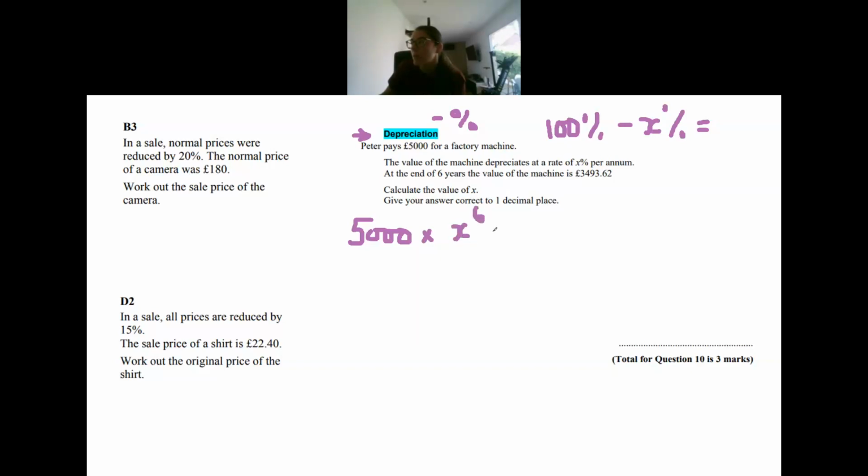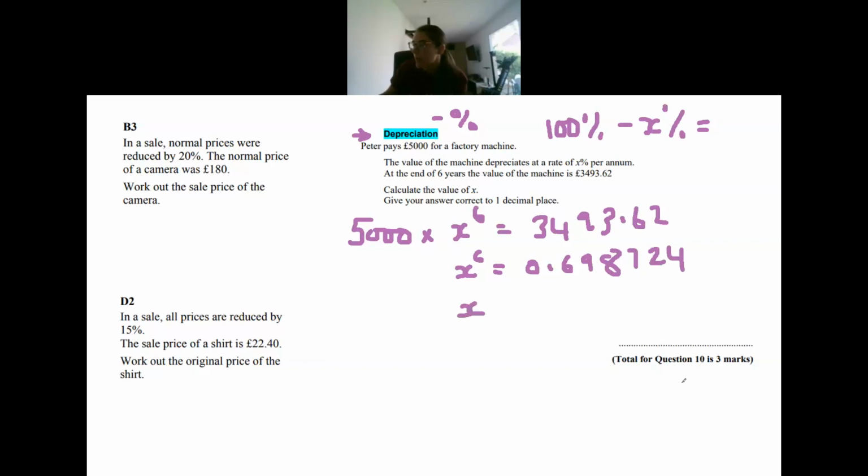I'm doing it for 6 years, and the value at the end is £3,493.62. I want to try and find the X. So I'm going to divide by 5,000. 3,493.62 divided by 5,000. X to the power of 6 gives me 0.698724. Now, if I had x squared, to do the opposite of squaring, you square root. So to find out x, I'm finding the 6th root of my answer.